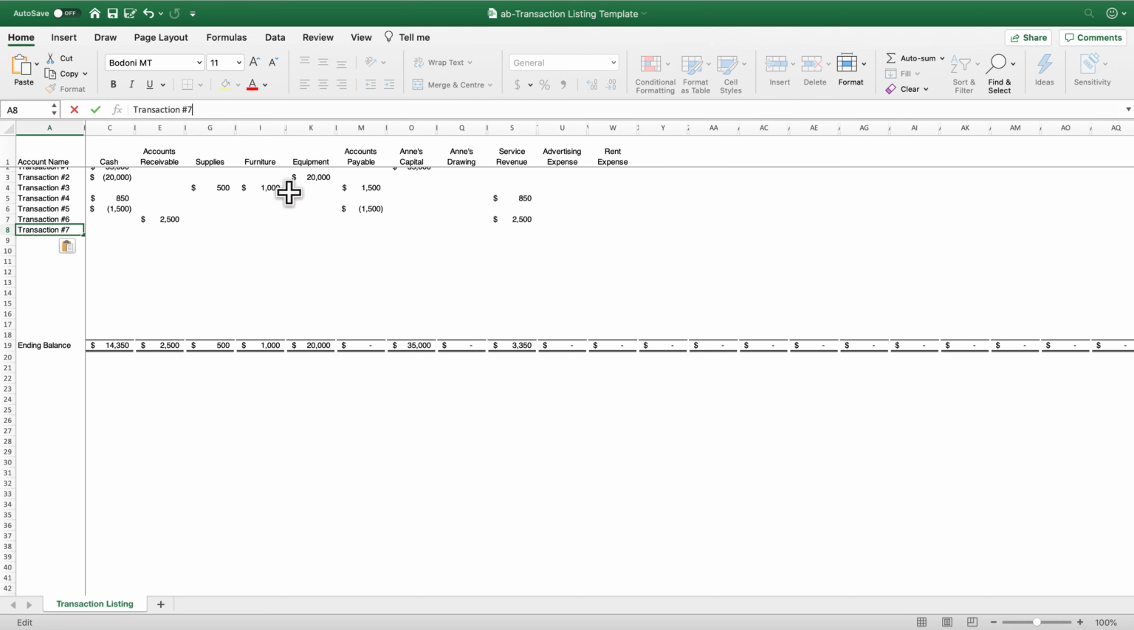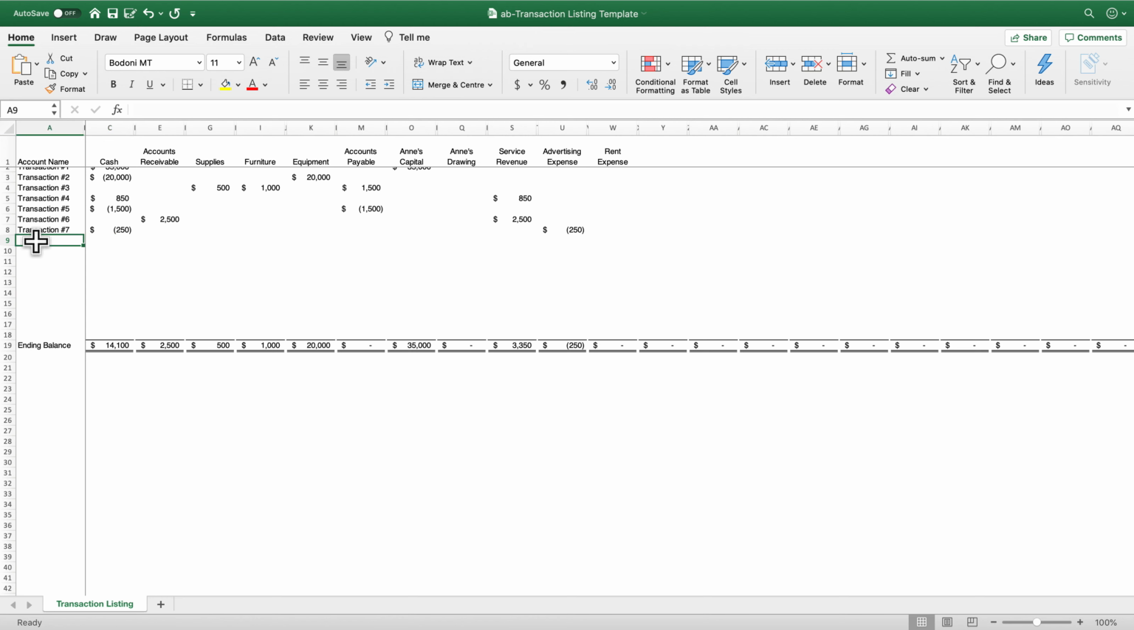Transaction number 7. Anne pays $250 to advertise her organization. So $250 in advertising expense. And there's cash going out of $250 for that advertising expense. So that decreases our cash account by $250.